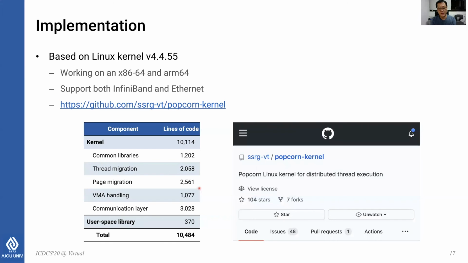We implemented DEX on the Linux kernel 4.4, and it took around 10,000 lines. Currently, DEX works on x86 and ARM and supports both InfiniBand and Ethernet networks. The source code is available on GitHub with a README file containing the procedure to test it. So please check it out from the GitHub repository at this address.